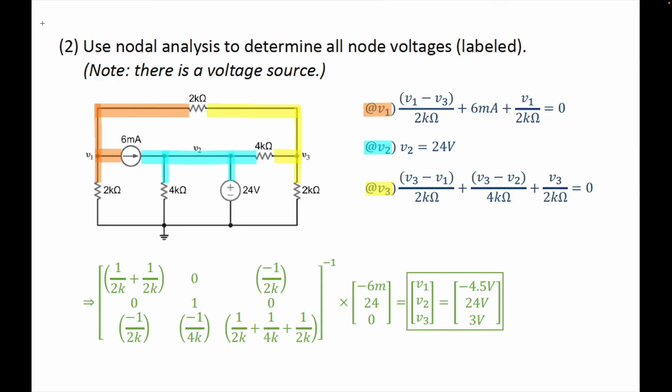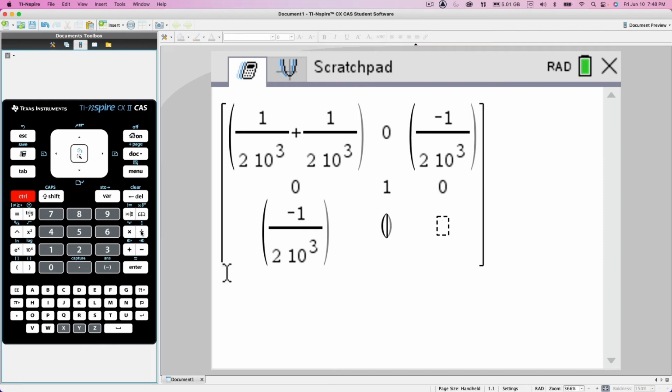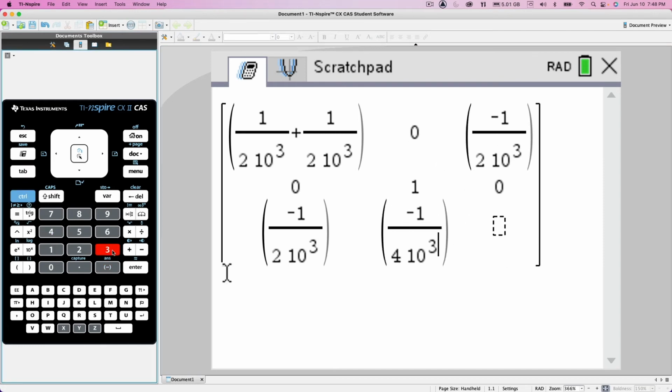Now you see we have several fractions. If you have a single fraction, like I said before, you don't have to use parentheses. I'm going to use them just for consistency and visual simplicity. So parentheses, Control, Divide. Again, -1, tab, 2 raised to the 3rd power, tab. Okay, and now we have -1, tab, 4 times 10 to the 3rd power, which is, of course, 4k. Go into the final cell.